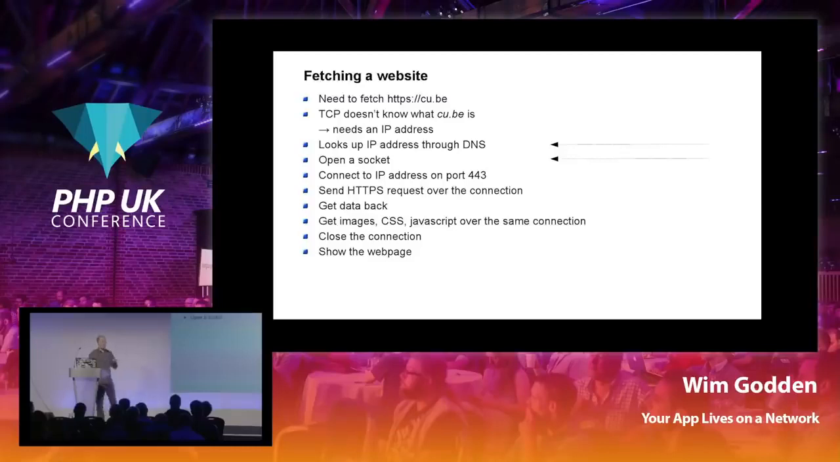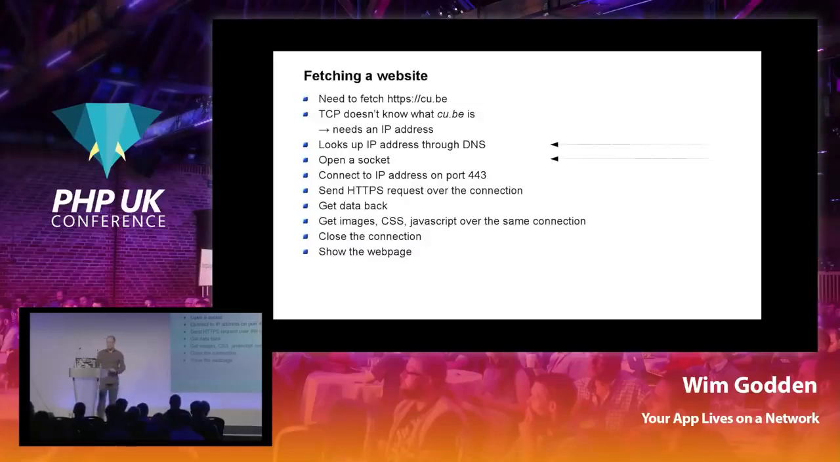Then we need to open a socket, which we haven't discussed yet, which we'll do in a minute. So we'll connect to this IP address on port 443. We'll send an HTTPS request. We'll get our data back. We'll get images, CSS, JavaScript, preferably over the same connection. We'll close the connection, and we'll show the web page. Now, some of these can happen simultaneously.